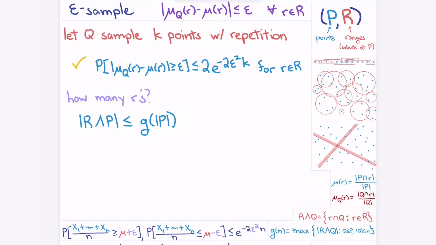If I want to take the union bound over, effectively, we only have to worry about this many actually distinct ranges, then what should I start setting k to be? Log divided by 2 epsilon squared. Yeah, so we just want to make that e to the negative 2 epsilon squared look something like 1 over G of P, so we should put a divided by epsilon squared to cancel out the epsilon squares, and then a log of G of P.